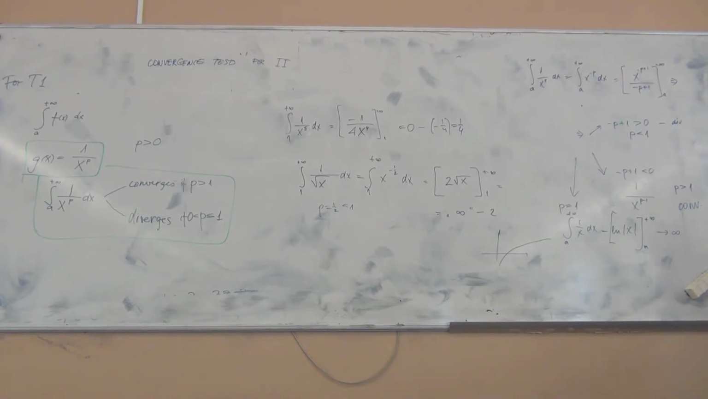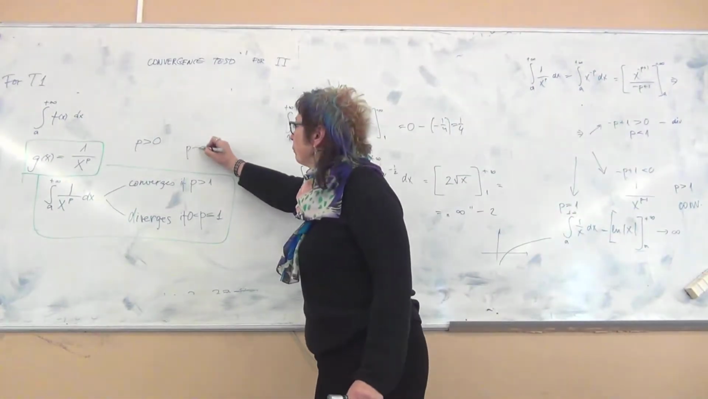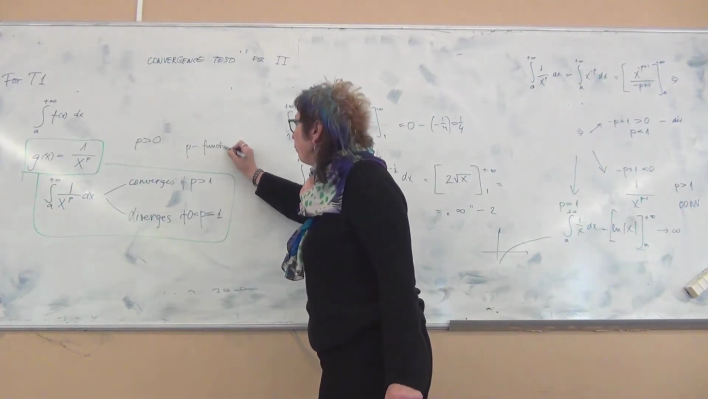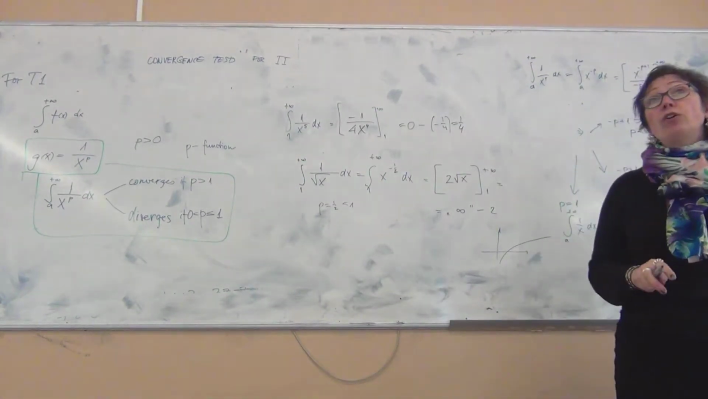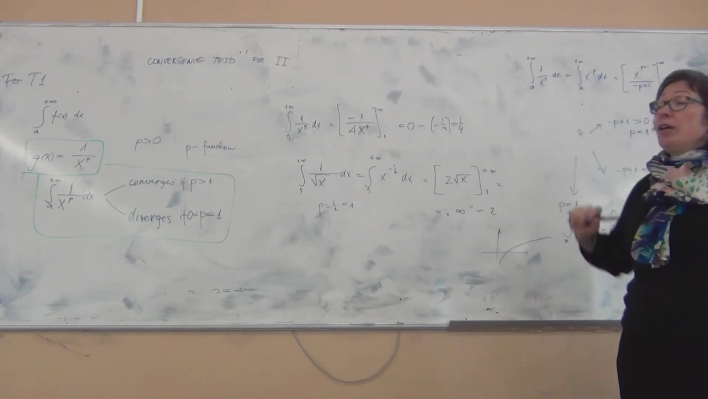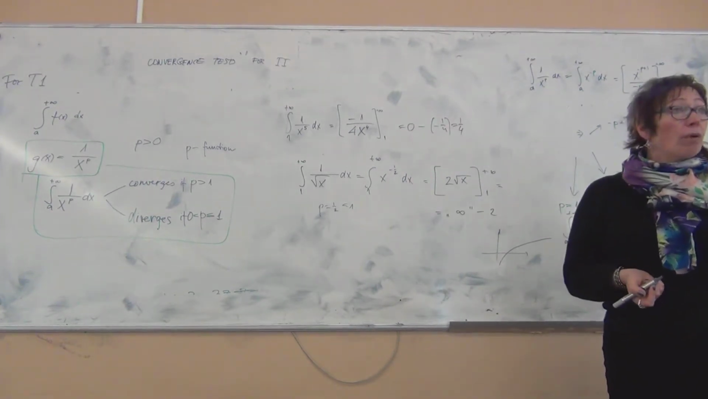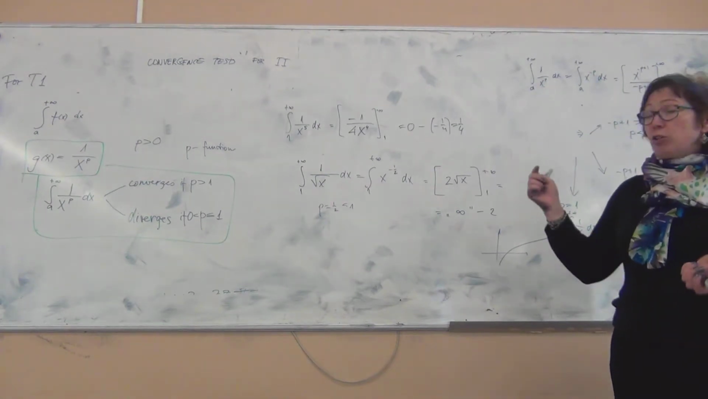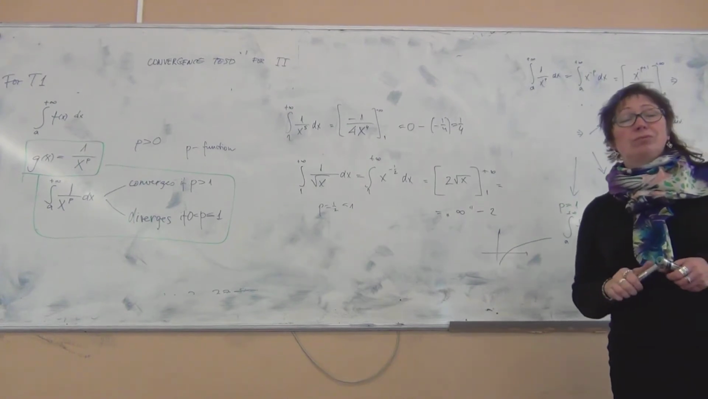So for type 1 integrals, it's very useful to have this function 1 over x to the power p. So as I said, we call it a p function. So when we need to prove or to explain why an integral converges or diverges, I can say apply the comparison test, compare to the function 1 over x to something. It's a p function. Because p is greater than 1, it diverges, and therefore the given function.